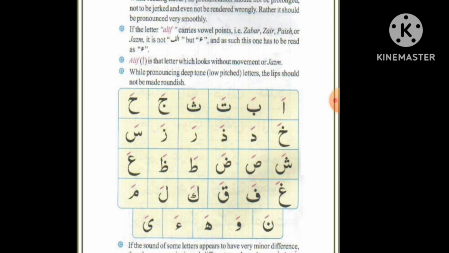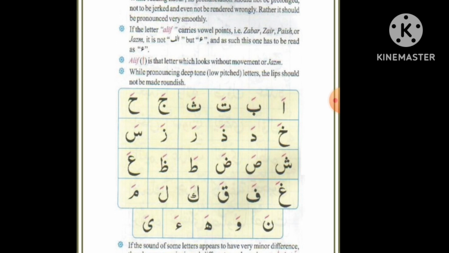Come to the fourth point. While pronouncing deep tone, low pitched letters, the lip should not be made roundish. Whereas when you pronounce the heavy letters, your lip should be little round, like kh, swa, dwa, ta, dha, gha, qa. Okay, these are the 7 heavy letters. Then come to the last point.